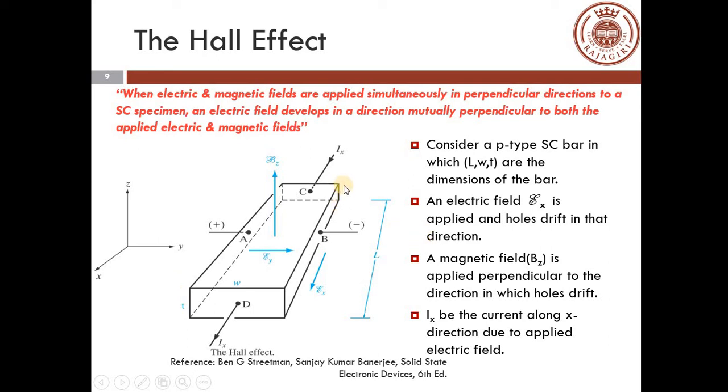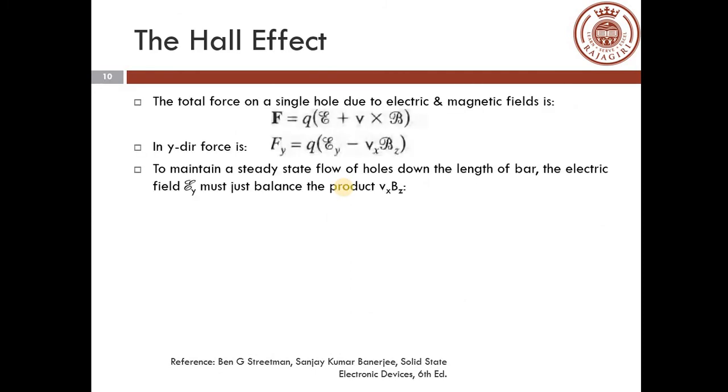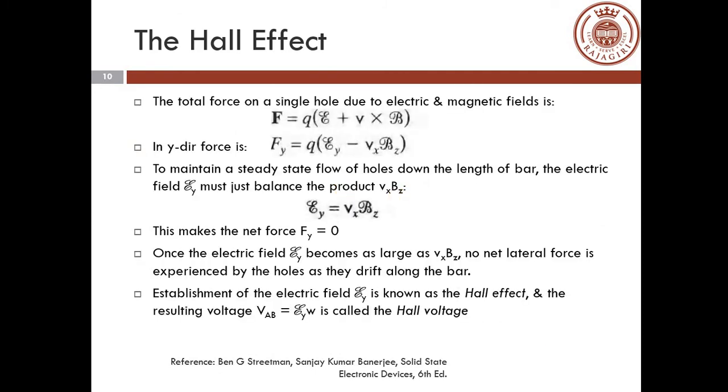That is, q into epsilon y is equal to q into Vx into Bz. So, the net force along the y direction becomes 0 and the holes can drift along the bar with no net lateral force in the y direction. So, this setting up or establishment of an electric field epsilon y is called the Hall effect, and the resulting voltage is called the Hall voltage.